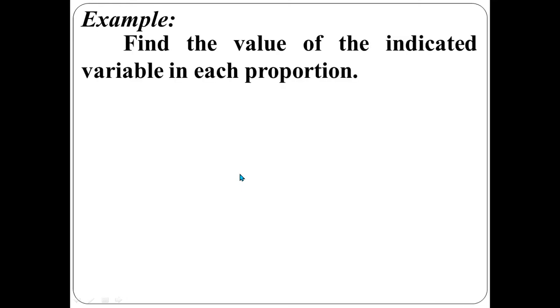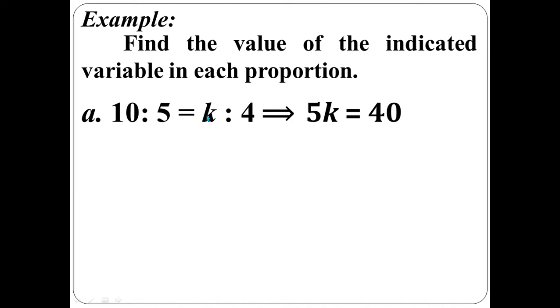So, another example sa proportion ngayon is find the value of the indicated variable. Using the same example kanina, find the value of k. Ang gagawin is multiply yung means, multiply ang extremes. Yung means kanina is 5 and k, extremes ay 10 and 4. So, i-multiply. To get the value of k, divide both sides by 5, and 40 divided by 5 is 8. Therefore, k is equal to 8.